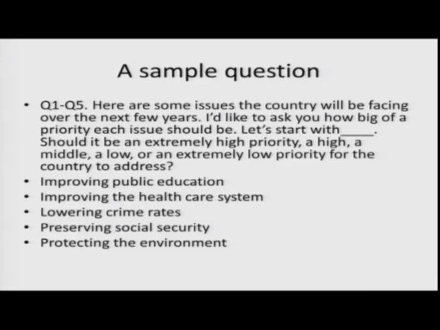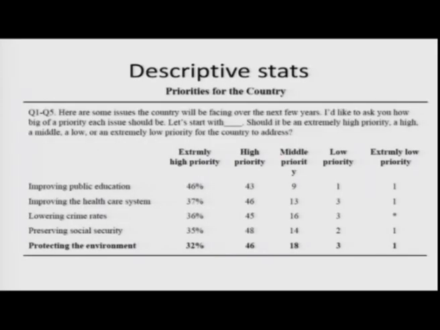You can clearly see here the question is very clear. They are asking people to use a rating scale. What are the points on this rating scale? Extremely high priority, a high, a middle, a low, or an extremely low. So, 1, 2, 3, 4, 5. So, a 5-point rating scale.